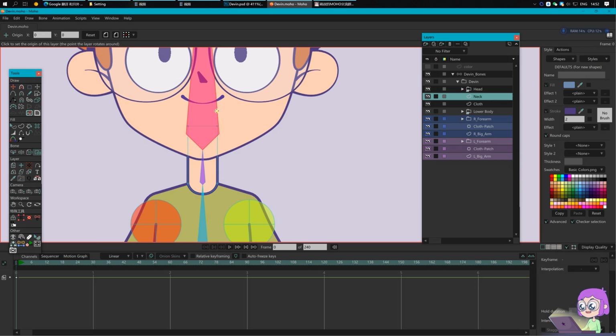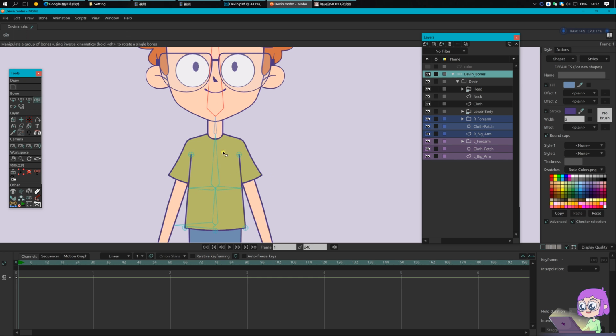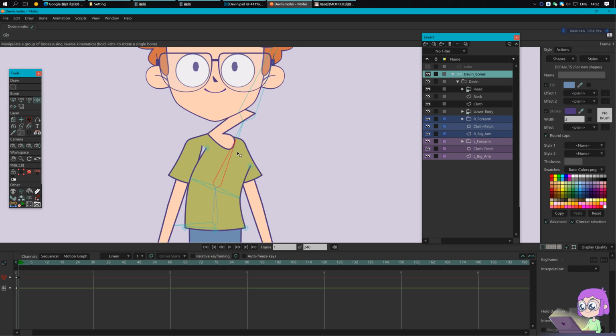These 2 points on the neck are bound to the bones of the head. When the head moves like this, the neck will follow and look natural.